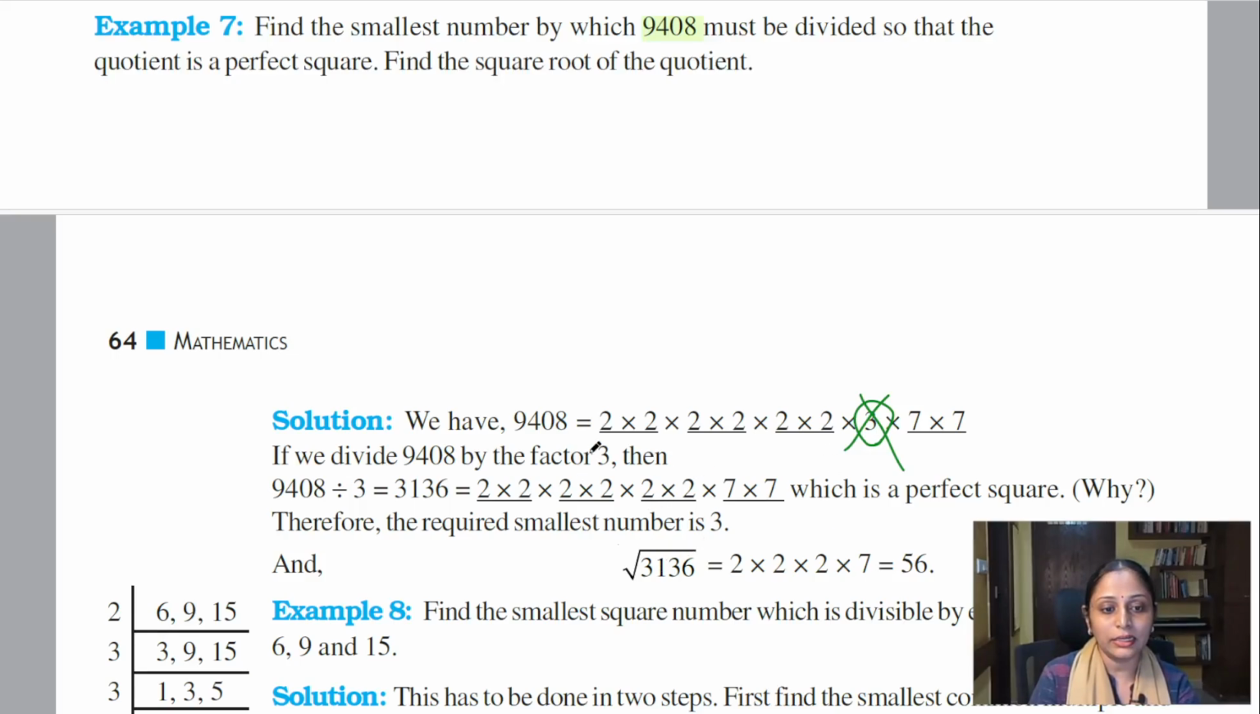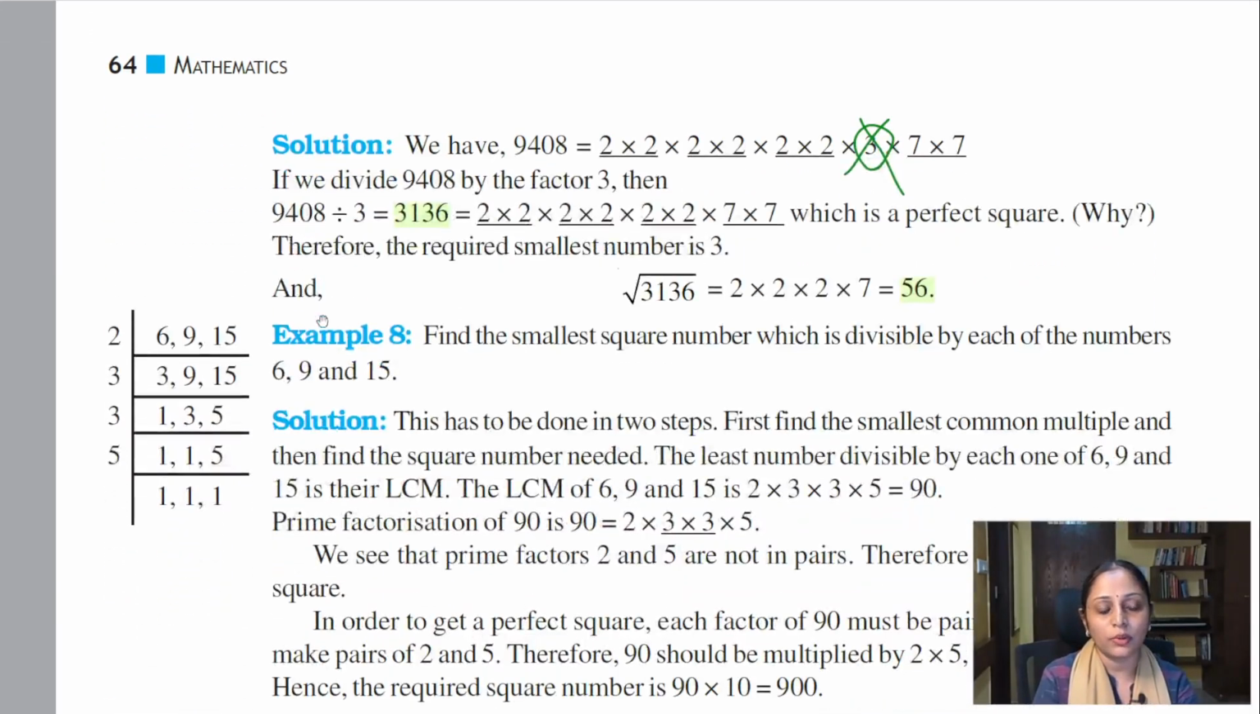Then the resultant is going to be this number, which is nothing but 3136. So you will say that the smallest number by which it should be divided is 3. And what is the square root of the resultant 3136? The square root is going to be 2 into 2 into 2 into 7, which is nothing but 8 into 7, which is 56. So this is another way of asking the question.